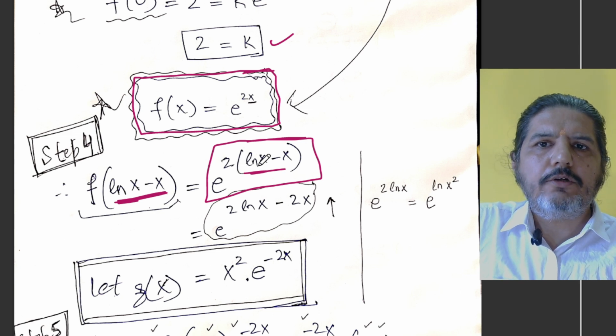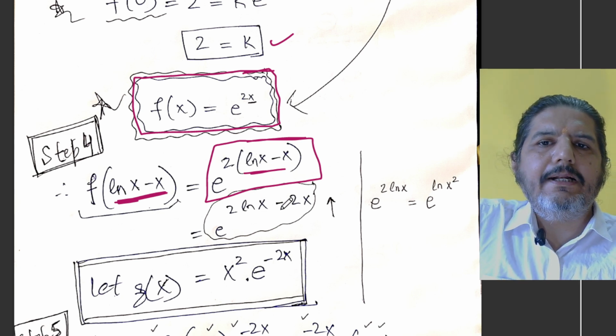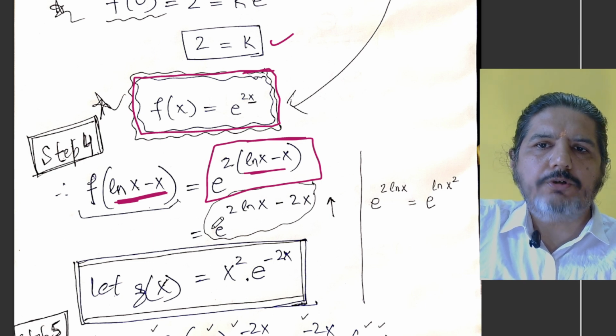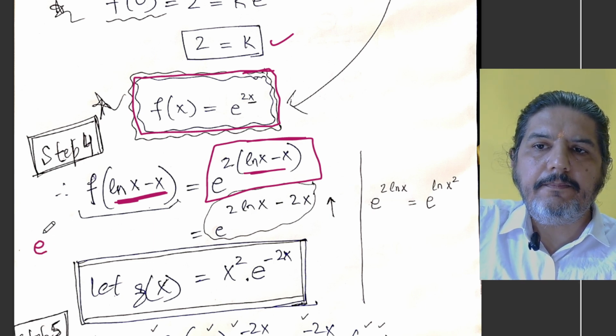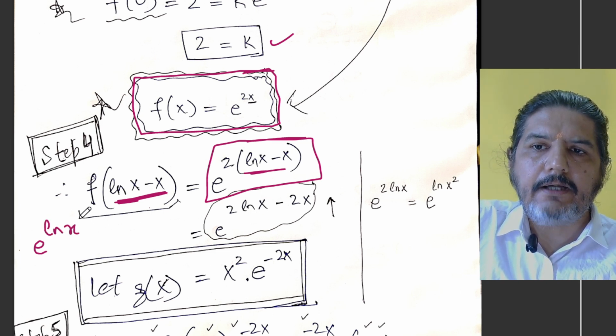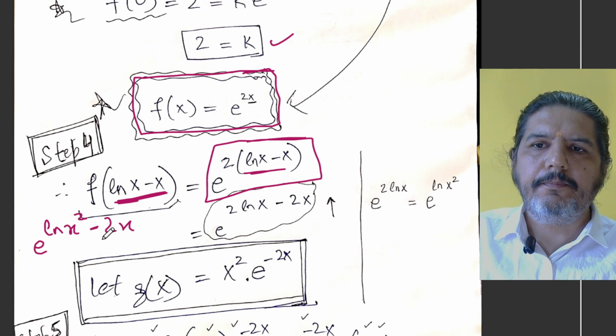Now e raised to 2 ln x minus x, so 2 ln x minus 2x. Here again you'll have to be a bit cautious to use this. One thing that you need to understand is that this 2 ln x can be written as ln x square minus 2x. Now this whole can be further broken up as e.